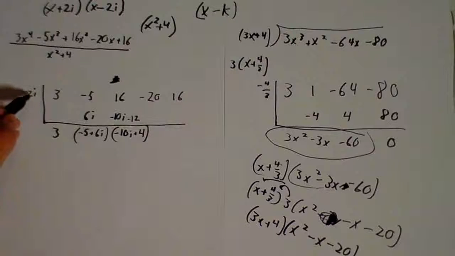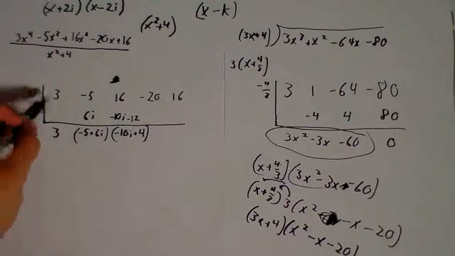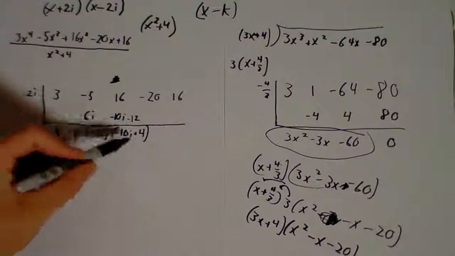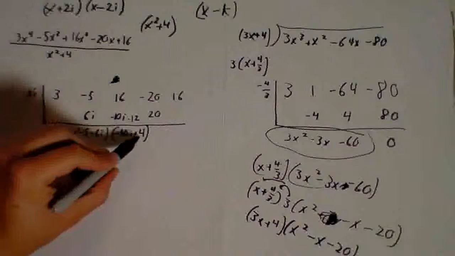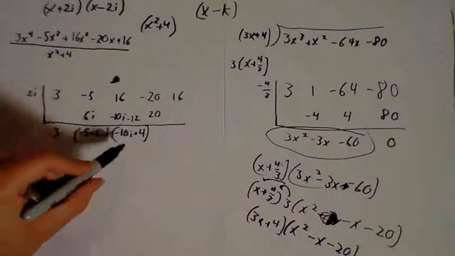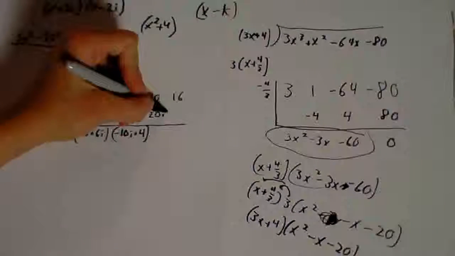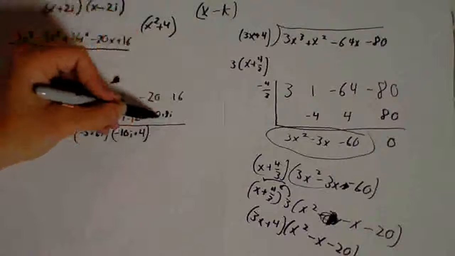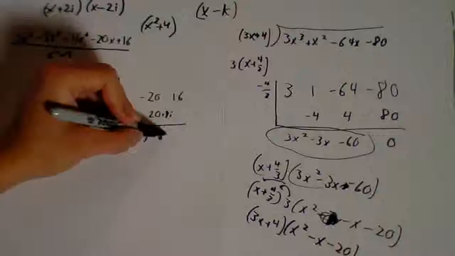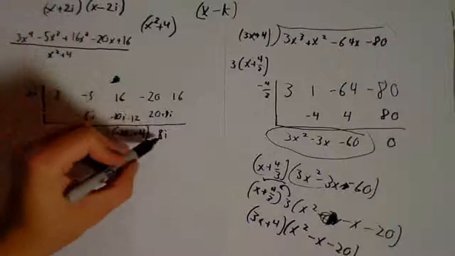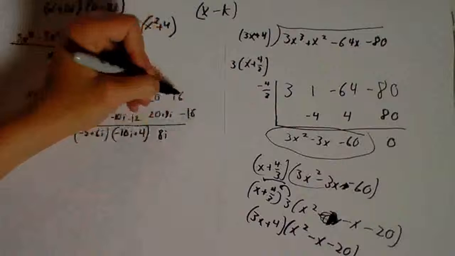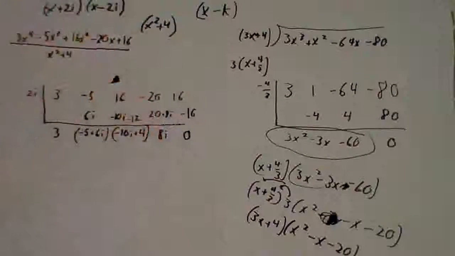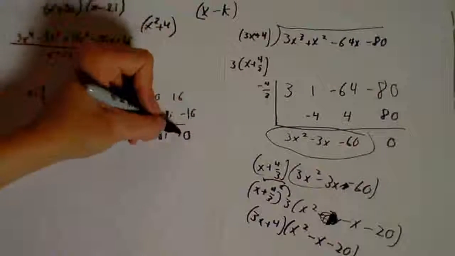Okay, 2i times negative 10i plus 4. Well, 2i times negative 10i is going to be negative 20i squared, which is positive 20. So 20, and then 2i times 4. That's going to give us 20 plus 8i. Okay, negative 20 plus 20 plus 8i, well, that's just going to be 8i. And then 2i times 8i is going to be 16i squared, or negative 16. 16 minus 16 is 0. So we went through all that, and we did end up with a remainder of 0.